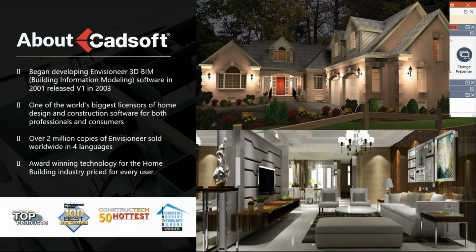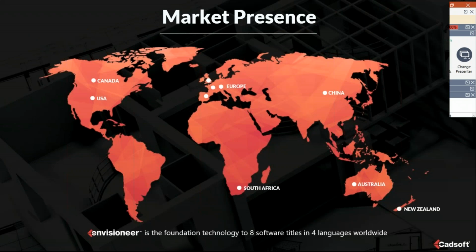I want to start off by just giving a little introduction to Cadsoft and who our company is and what we do. We produce 3D BIM software, and we've been doing that for many years. We have over 2 million copies of our Envisioneer software sold around the world in 4 different languages, and we've won numerous awards for our technology. Here's some of the different places that Envisioneer is available, and in the US, Novedge is our distributor. And you can find our copies of our different software on their site.